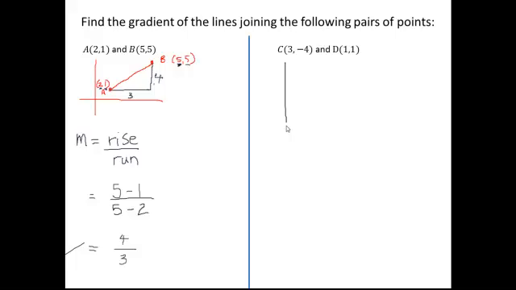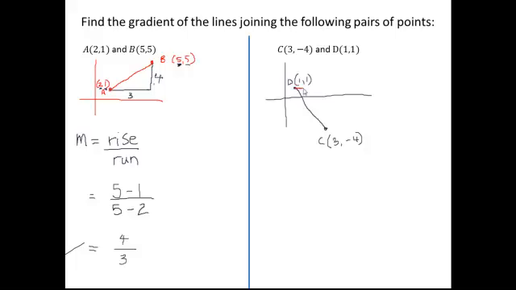Okay, so with a sketch, we've got the point 3, -4. So 3, and then I'm going to go down here for -4. So there's point C, 3, -4. And then I've got point D, which is at 1, 1. So it might just be here, 1, 1. So I'll draw my line in. Now, you should automatically say to yourself, oh, look, it's going down. I'm going to have a negative gradient. Okay, so be very careful.